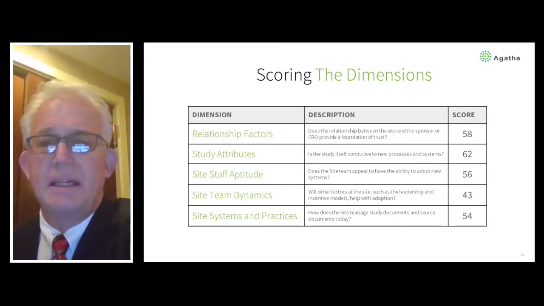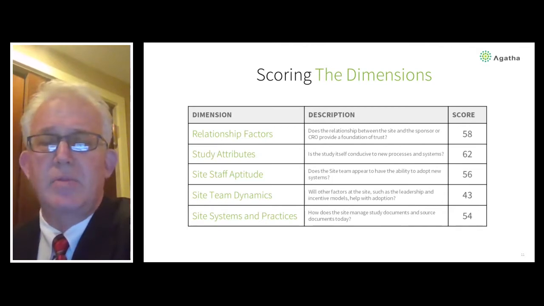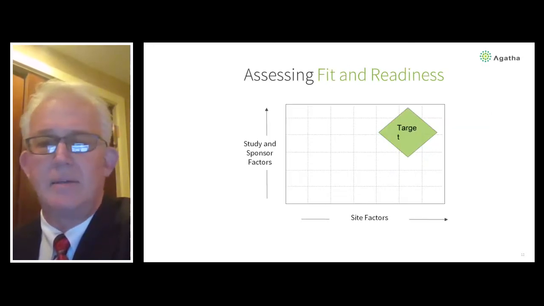These first two dimensions are sort of on the area of the study and the sponsor, or CRO. These three here, the three scoring dimensions on the bottom, site staff, site team, and site systems, are site related. Now, keep that in mind, and we'll go right to the next slide.